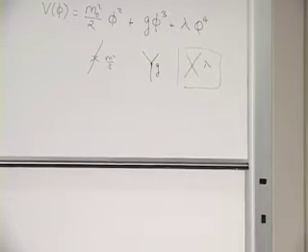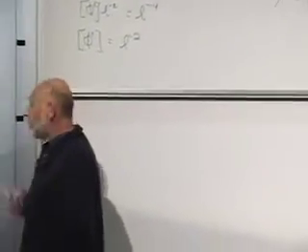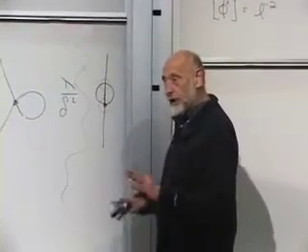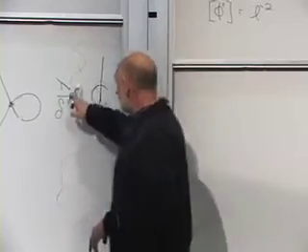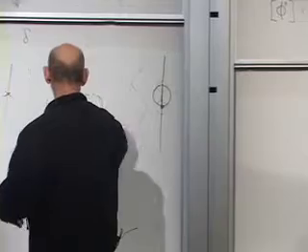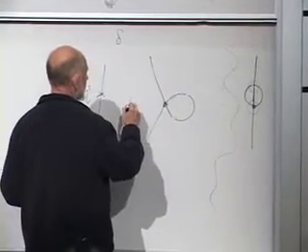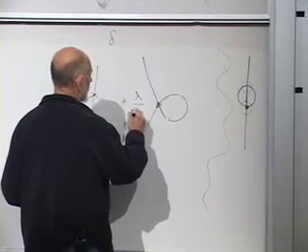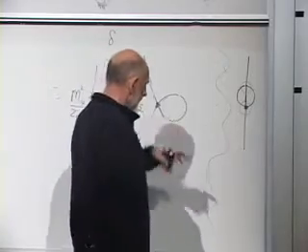Good. This diagram is higher order in lambda. It's to the next order in lambda. This one only has 1 lambda. Let's move this over here. Lambda over delta squared. That's what this one gives.